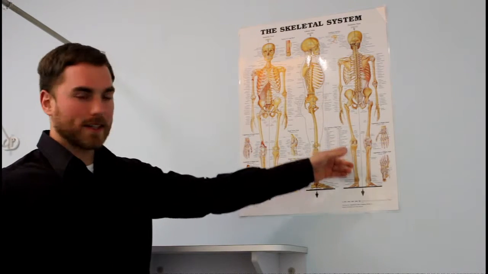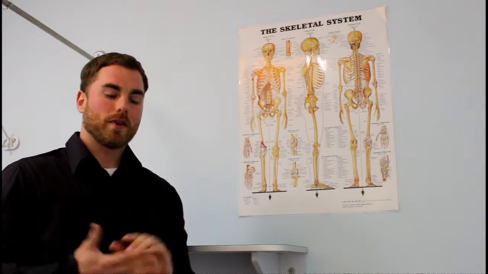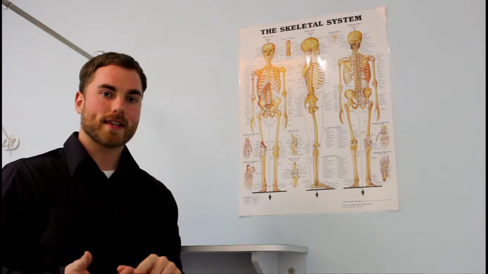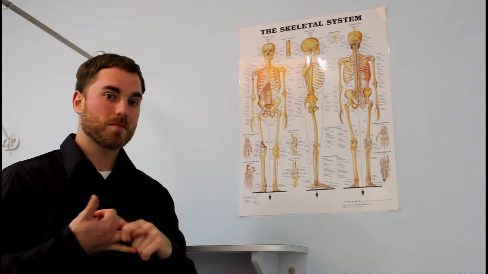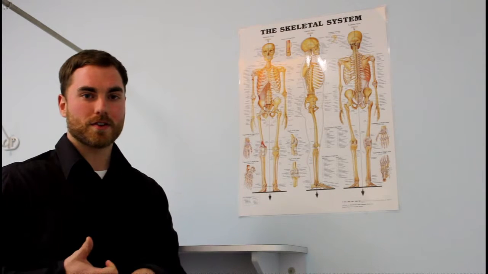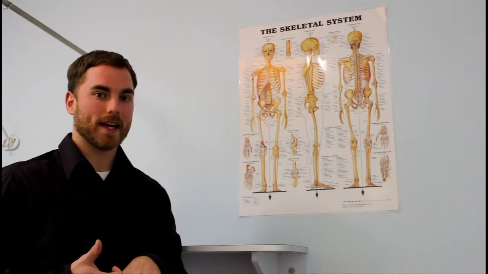When we get injury in these ligaments, we generally classify it into three stages. So there's grade 1, which is a minor tear, grade 2, which is a moderate tear, or grade 3, which is a severe or complete tear.